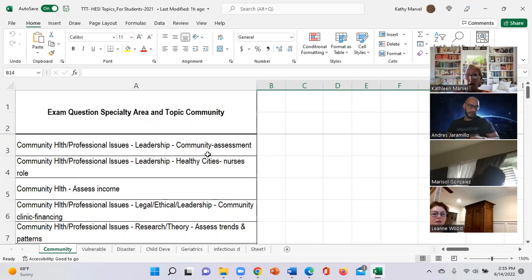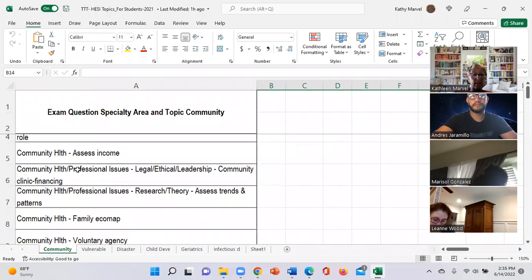So the next topic could be the nurse's role. And remember, we're in the section of community. So there's something about the nurse's role. Maybe what is the nurse's role in community assessment? What's the nurse's role in community health? Community-oriented nursing, community-based nursing? Okay.